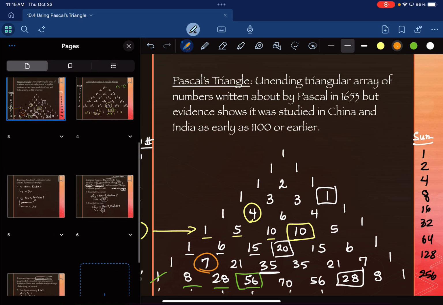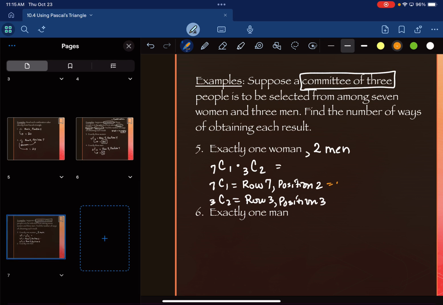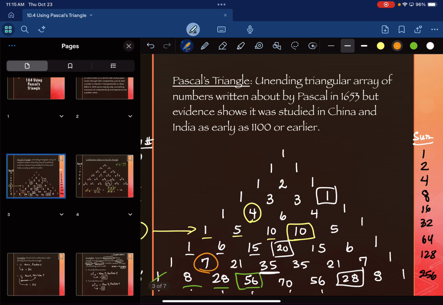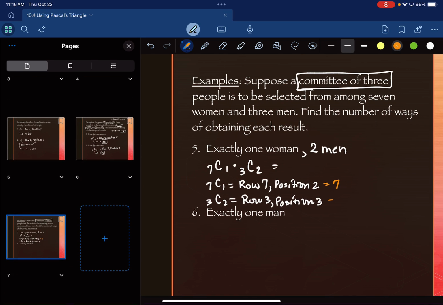And I need, so this one's 7. I need row 3, position 3. So if I go to row 3, position 3, what value am I at? 3. My circling and squaring in are getting a little messy. I hope you're following with yours. This is 3. So this one's a 3. So I'm going to take that 7C1 value, which is 7, and I'm going to take the 3C2 value, which is 3, and I'm going to multiply them. 7 times 3 would be 21.